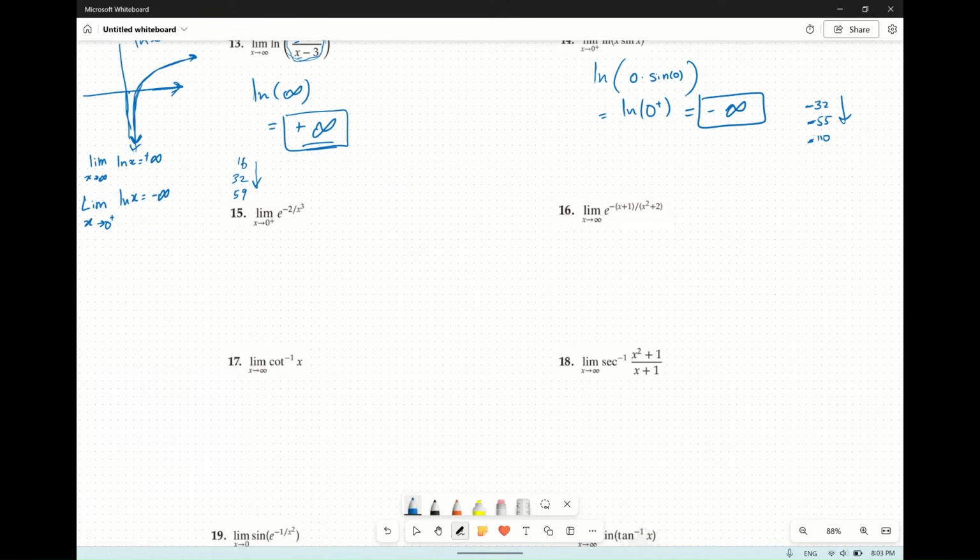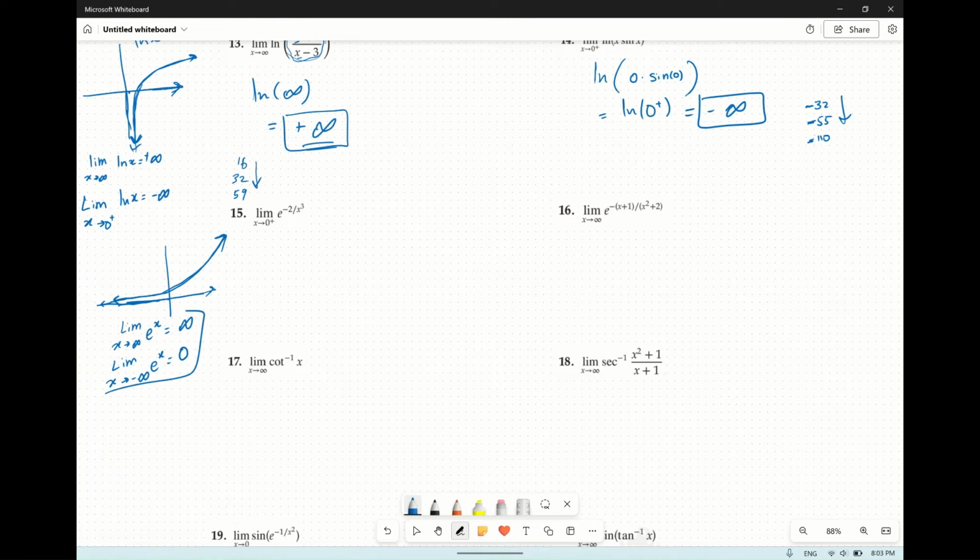Now we come to the function e, questions 15 and 16. What do we know about the function e? You need to remember this. e is an exponential function. As x grows in the positive infinity direction, the function goes up. So this means the limit as x approaches infinity for e power x is infinity. What happens when we go in the negative direction? The function will approach 0. So the limit as x approaches negative infinity for e power x is 0.